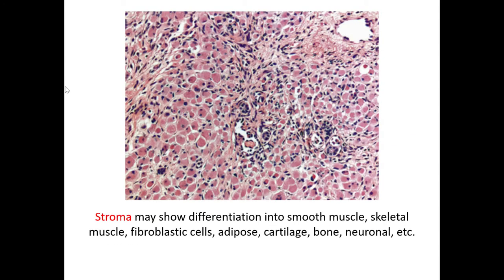The stromal component can also undergo heterologous differentiation, and that means it's forming structures that are not typically found within the kidney. Here's an example where it's forming skeletal muscle or primitive skeletal muscle. But it can also differentiate into smooth muscle. It can have more of a fibroblastic appearance. It can form cartilage, bone, adipose tissue, even neurons.